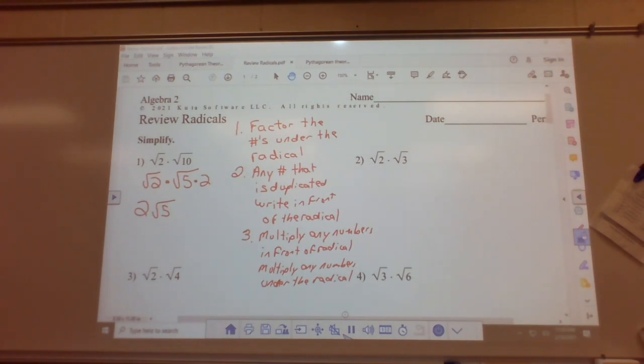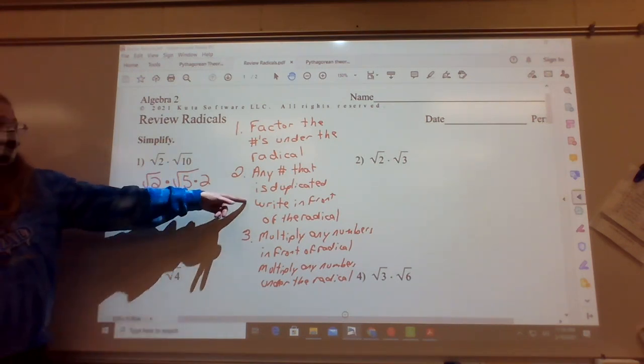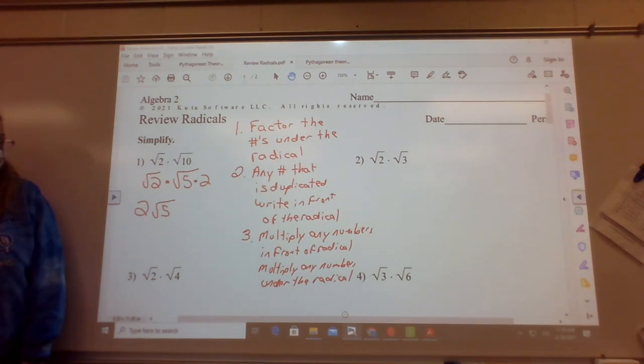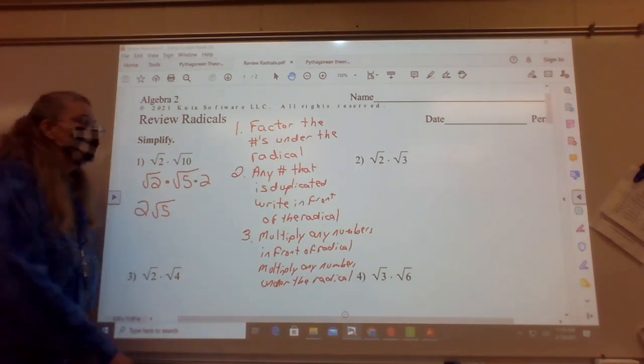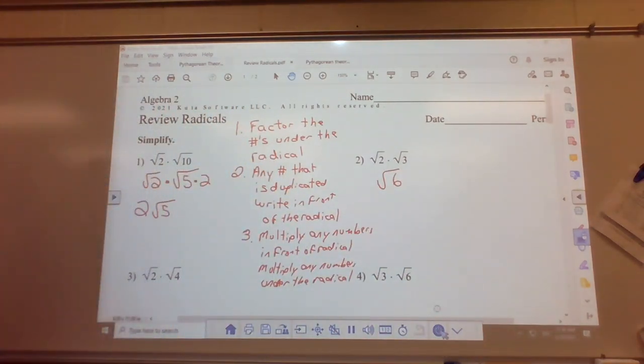But if after I pull things out or if after things are left under, I basically have to do a little bit of cleanup. So anything out front gets multiplied together. Anything underneath gets multiplied together. So number 2. Can I factor a 2 or a 3? No. I mean, I'm pretty well stuck with them. So since I'm stuck with them, is there any number that has a duplicate? No. So therefore, number 3 is to multiply anything in front, multiply anything underneath. So I'm just going to multiply these guys together, and I get radical 6. So that one I really can't do much of anything with. I'm just sticking them together.